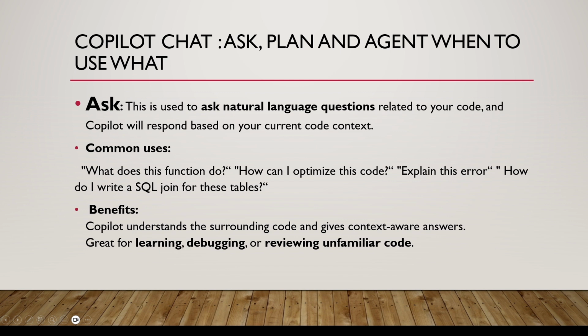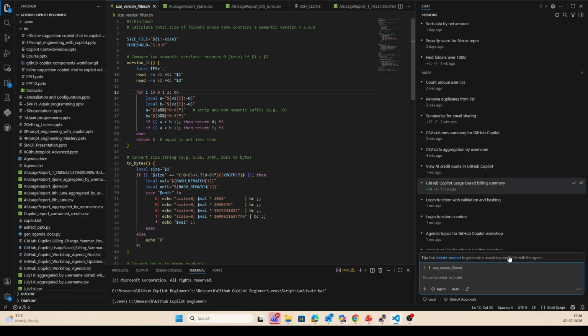I'll come back again to my VS Code IDE and talk about different Copilot chat options. On the Copilot chat window, we can also see different options here, for example, ask, plan, and agent. The use of these three modes is different, and the use cases are also different.